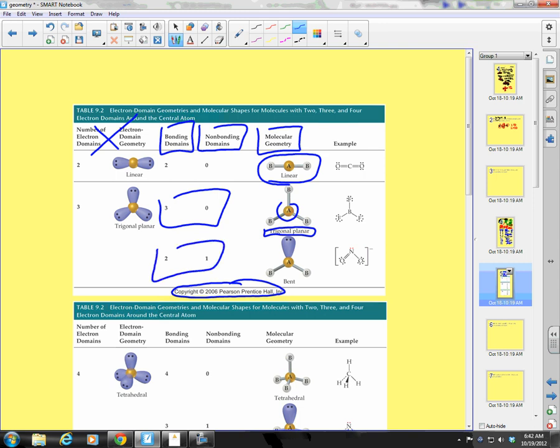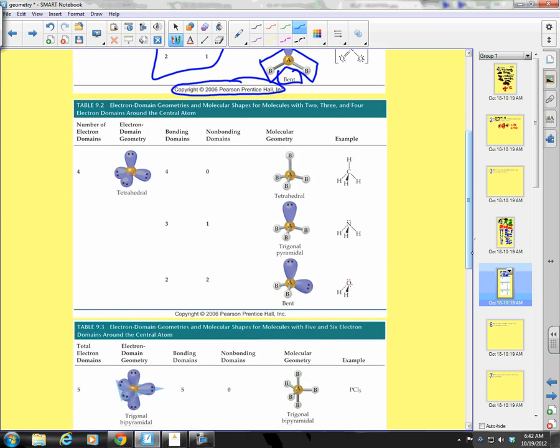2, 1, bent. Now notice, when we look at the bent shape, we ignore our unshared pair. We're just looking at the shape of the atoms, right? We're looking at the shape of the atoms around my central atom. 4, 0, tetrahedral. That's what a tetrahedral looks like. Far better drawing than I make.